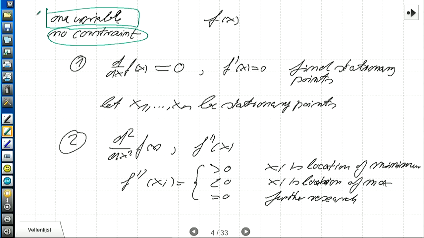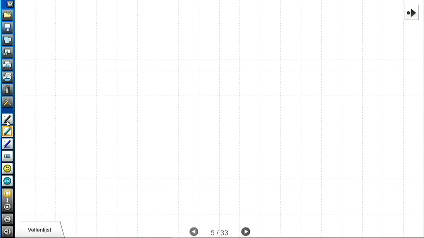Now, you recall that we had many examples in the lectures of what happens if all of a sudden you do have a constraint. Now, the type of constraints really is different from one variable to 2 or several. So, new picture. We stay with one variable, right? But now I have a constraint. With constraints.